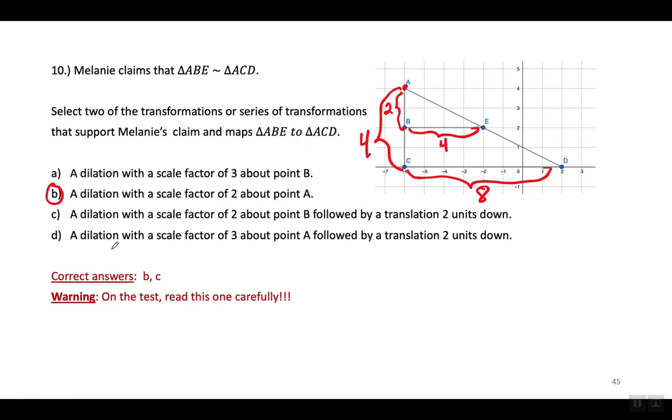However, let's look at letter C. In letter C, which is also correct, they're also doing a scale factor of 2, but now the center of dilation is point B. So imagine this a second. If the center of dilation is point B, and you do a dilation with a scale factor of 2, it's going to do it this way, like this.